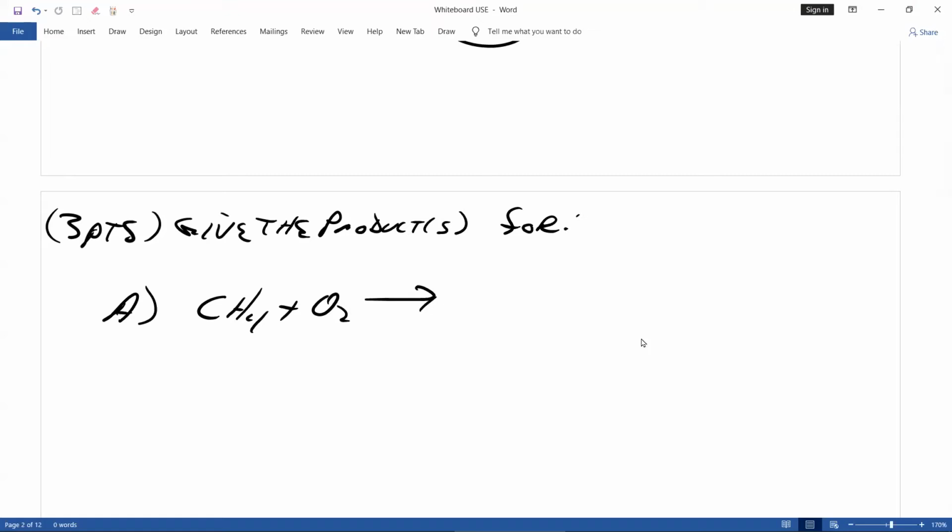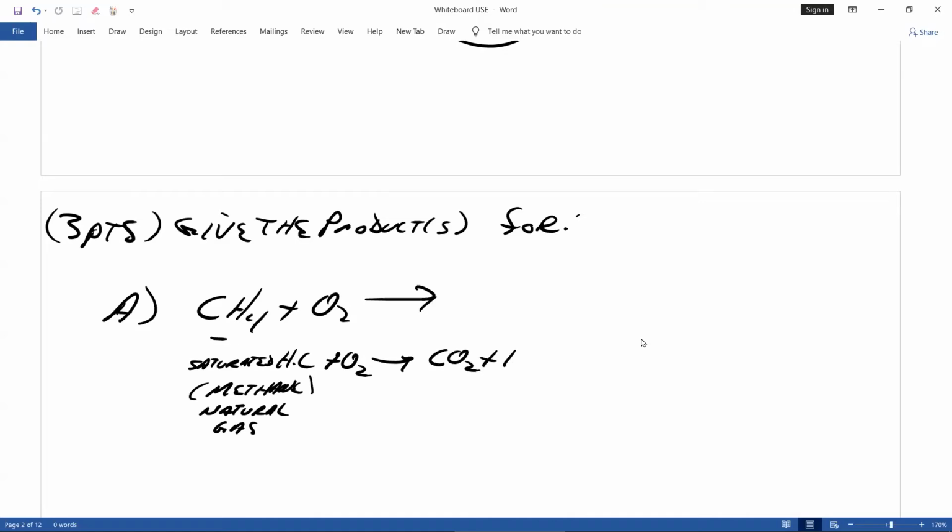Well, what is this? Well, it's only one carbon and four hydrogen. This is the simplest saturated hydrocarbon, I'll abbreviate, and we call methane. You also know it as natural gas. And that's what you cook with, you heat your house with, you heat your water with, your hot water heater here. And if you react it with oxygen, the chemical products are carbon dioxide and water.